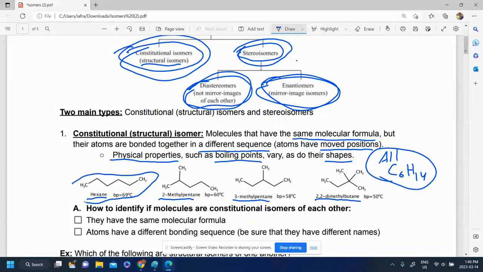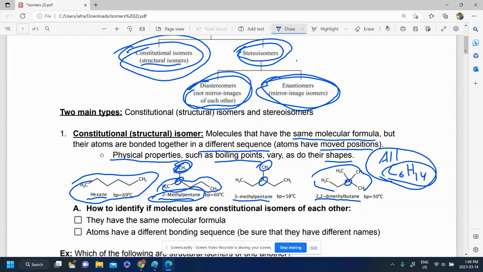In hexane, they're arranged as a chain. In 2-methylpentane, one of the carbon-hydrogen groups is moved somewhere into the middle of the chain, and now you have this 5-carbon parent chain with a substituent here. In 3-methylpentane, we simply took this and moved it over one, and we have the substituent on carbon number 3. And then in 2,2-dimethylbutane, we took off another carbon from the chain and put it in substituent form here. And so now we have this shape here instead.